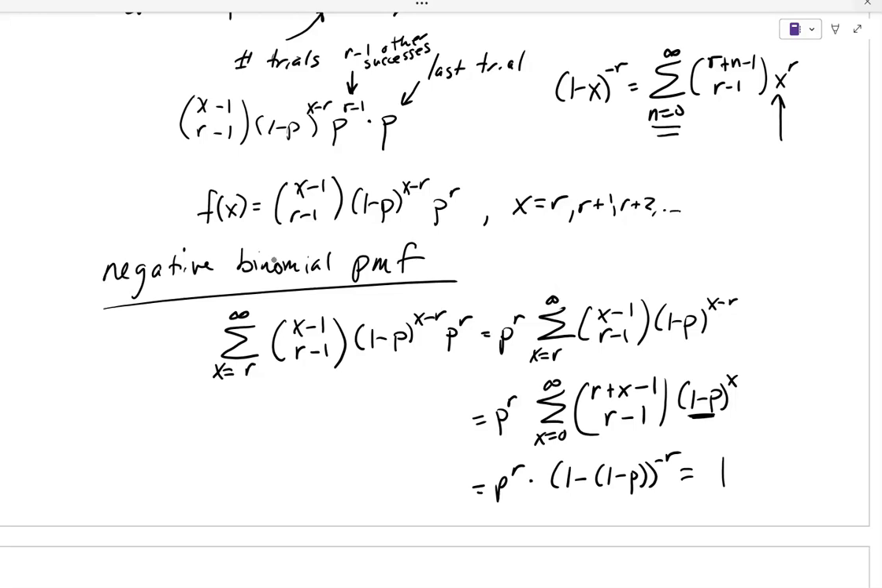That was why I went through the Maclaurin series. That was not bad, right? This part's not bad. It took me 3 steps. How's it 1? What's p to the r times p to the negative r? What do you do with your exponents? Add them, so I get p to the 0. P to the 0 is 1. That's how it's 1.